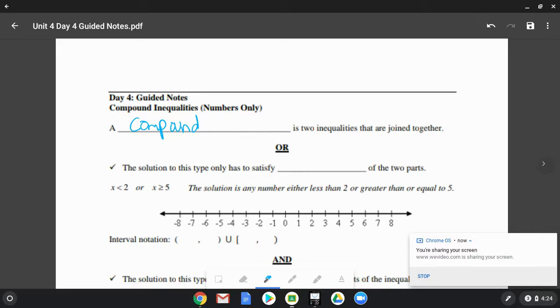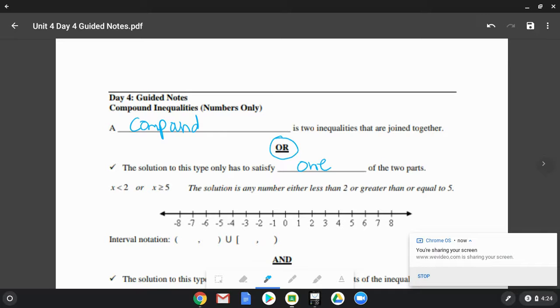Yesterday, I think we just did single inequalities. Now we're going to do two inequalities in one. So the solution for an OR, so we're talking about this type, okay? The solution of this type only has to satisfy one of the two parts.